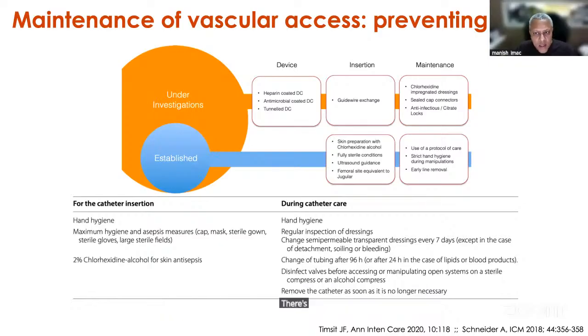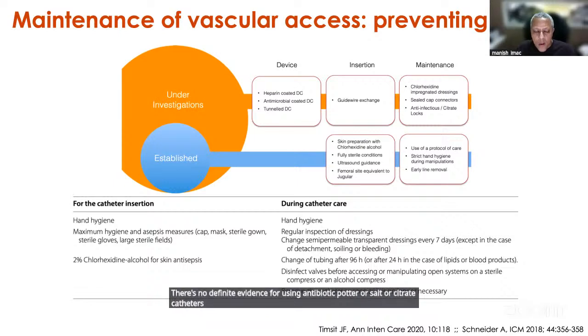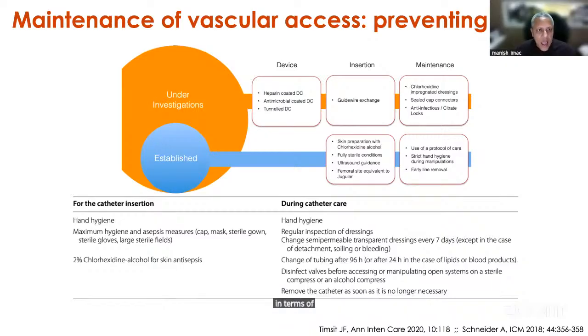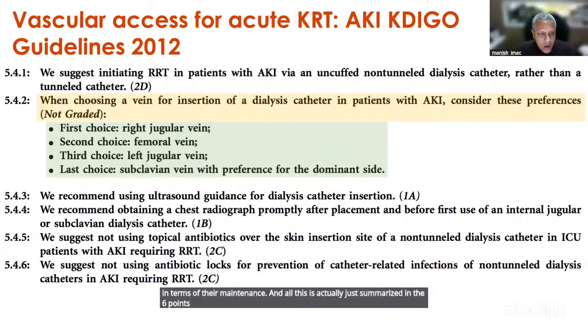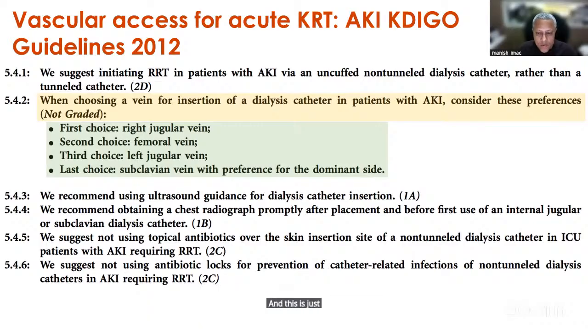There's no definite evidence for using antibiotic-coated or citrate catheters. I will talk a little bit about guide wire exchange versus resiting a new catheter in terms of their maintenance. And all this is actually just summarized in these 6 points from the KDIGO guidelines for AKI, which we have discussed over the last 30-40 minutes or so. And this is just a synopsis of their recommendations for catheter use.